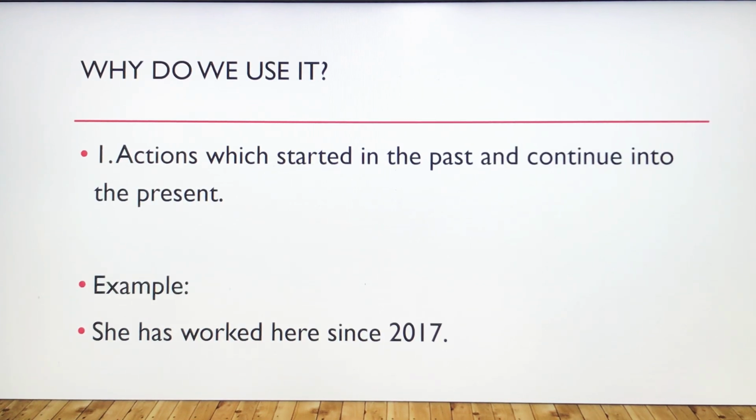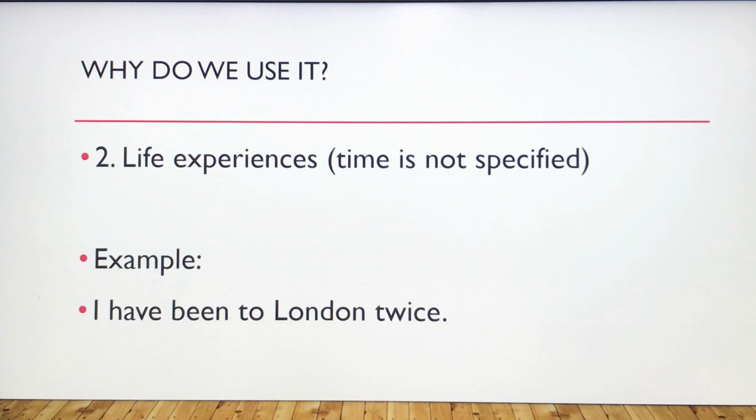All right, now why do we use it? Why do we need this rule, the present perfect? What are the functions of the present perfect? Well, number one, we use it to describe actions which started in the past and continue into the present. As you can see in the example here, she has worked here since 2017, which means that she started working in 2017 and she still works in the same place in the present.